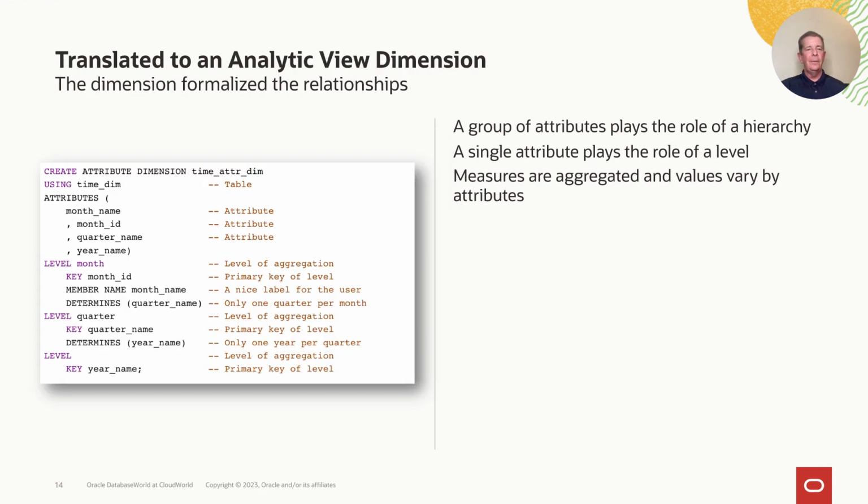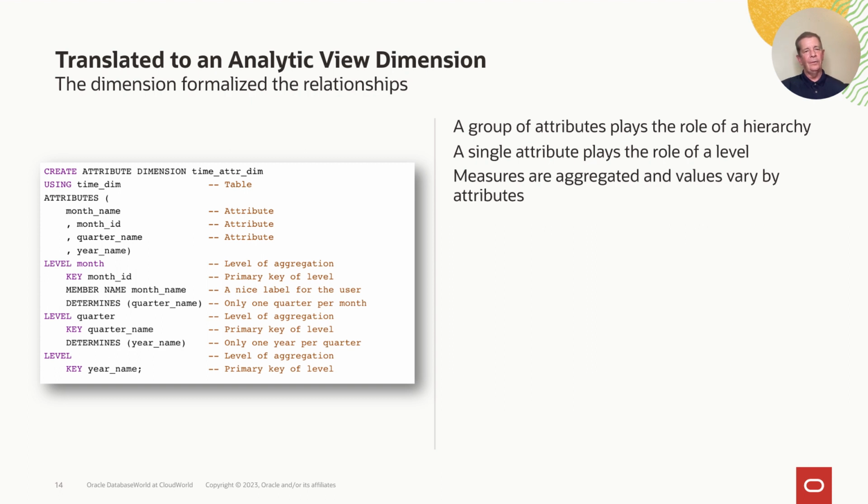All right, so how do you do that? You do that in an object called an attribute dimension. The attribute dimension is going to be mapped to a table, you're going to have a list of columns in the attributes, and then you're going to create levels. A level such as month has a key value, and a member name value, which gives you the opportunity to provide a nice label for your month. Maybe your month ID is an integer. You don't want to display that to a user. Give them a nice name.